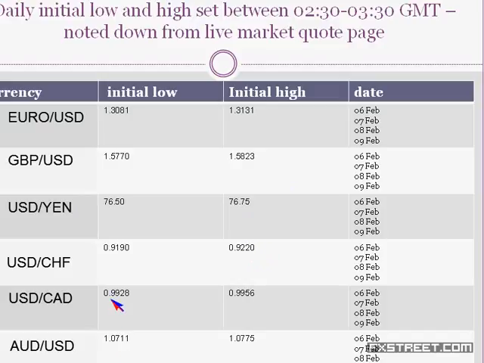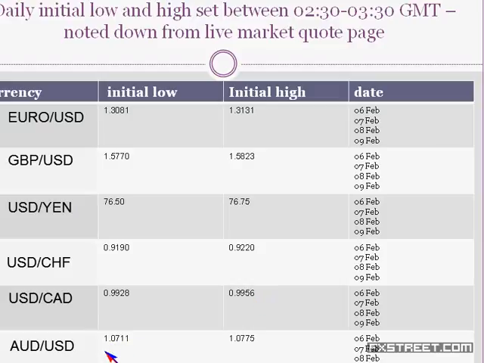In the case of the Canadian dollar, they have made that deep downward stop to the 99 area. 99.28 is the low. 99.56 is the high. And they have not breached the high or the low, but they are staying near the high.